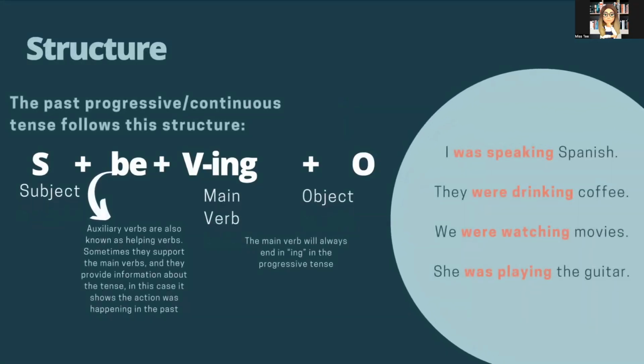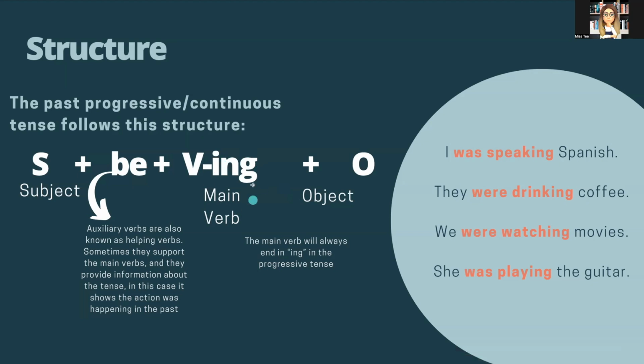This tense has a very basic structure that you've seen before. So this is the structure that we typically use for this. We start with the subject. Then after that, we have our auxiliary verb, which is be. The auxiliary verbs are also known as helping verbs. They're not the main verb in the sentence, at least in the progressive form. Sometimes they support main verbs, like in this case, and they provide information about the tense. And when we're talking about the past progressive, this part here is what tells us that our action is happening in the past. Without that, we won't know.